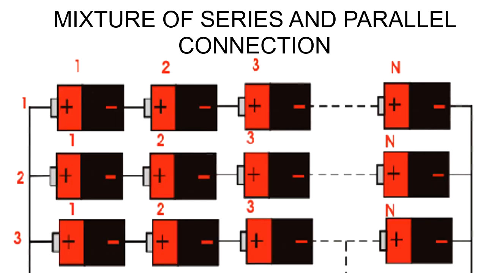We can also connect the batteries in a mixture of series and parallel combination. When the circuit requires more voltage as well as more current than the individual battery, then for increasing the voltage level, we can connect the batteries in series first, and then the series connected batteries can be connected in parallel so that the current of the circuit can be increased.